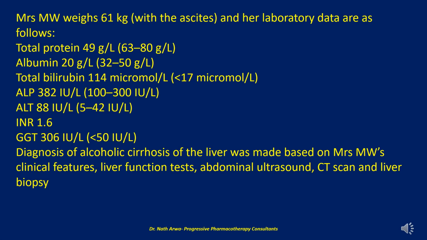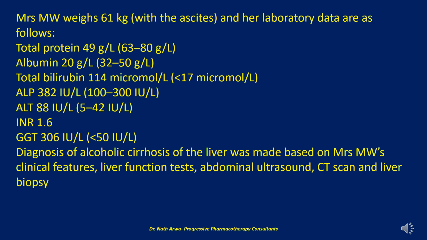Mrs. M.W. weighs 61 kilograms, with the ascites, and her laboratory data are as follows. Total protein is 49 grams per liter. The reference range is 63 to 80 grams per liter. Albumin is 20 grams per liter. The reference range is 32 to 50 grams per liter.